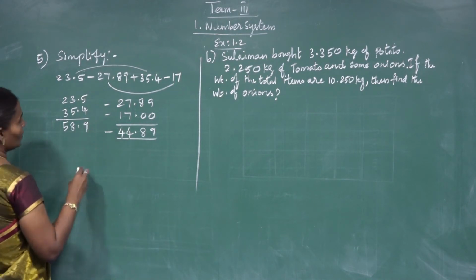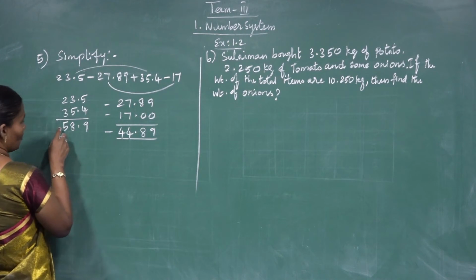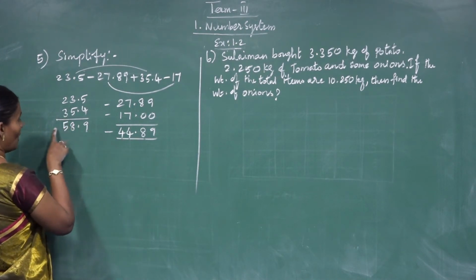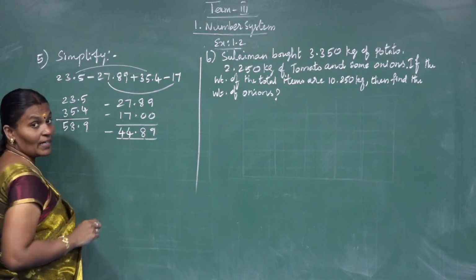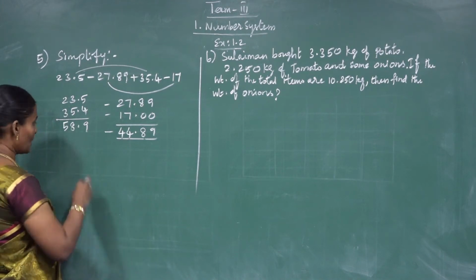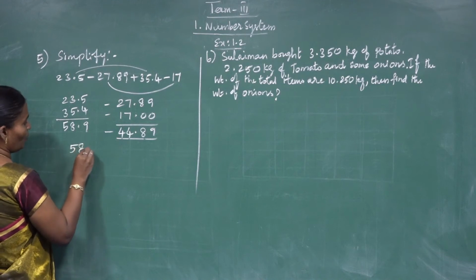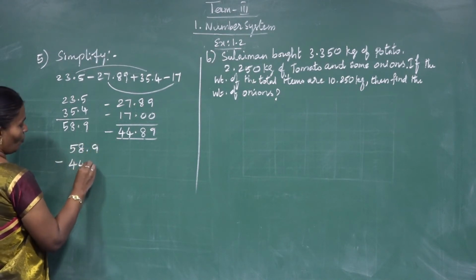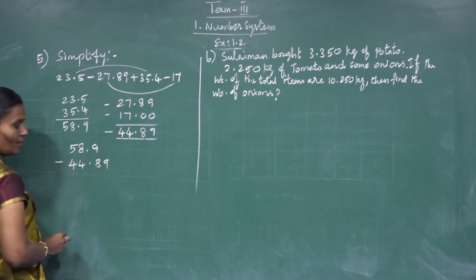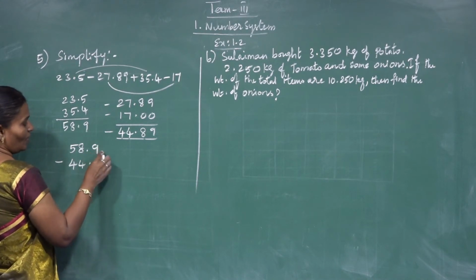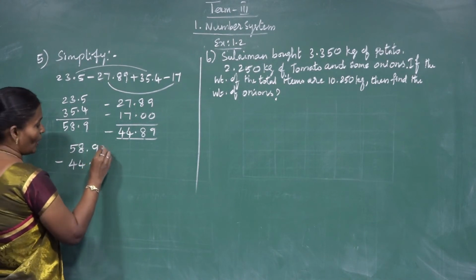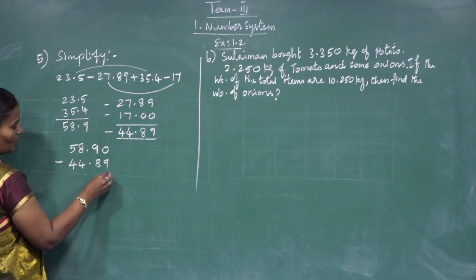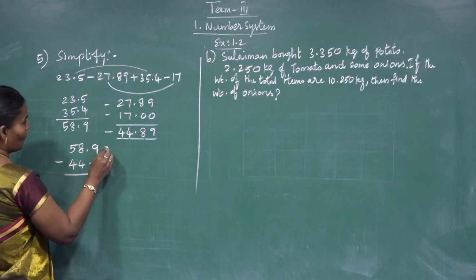Now what is the next term? See, this is a positive and this is a negative. One is plus and one is minus, so you have to subtract. 58.9 minus 44.89. Here there is only one decimal place, so you add 0 in the hundredth place. Now subtract this. So what comes here?